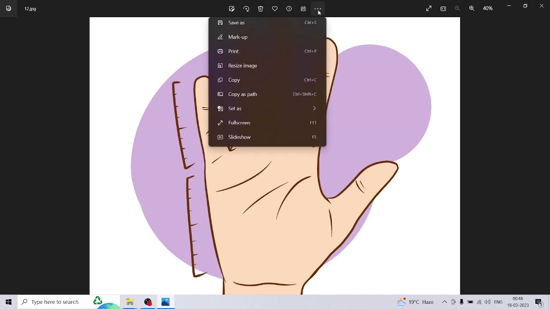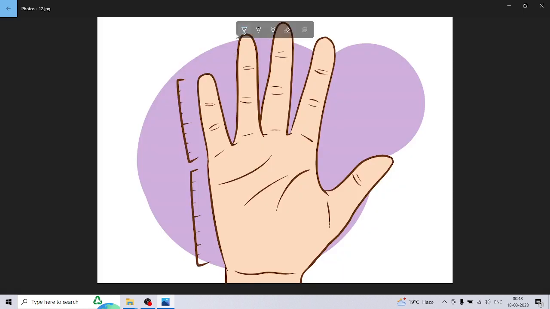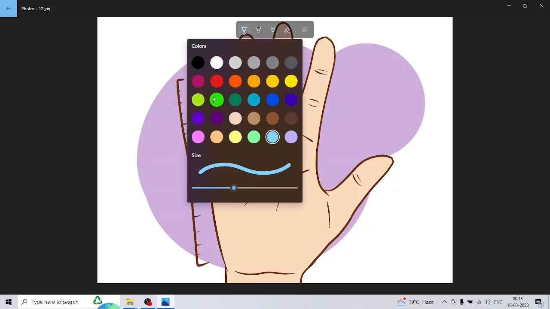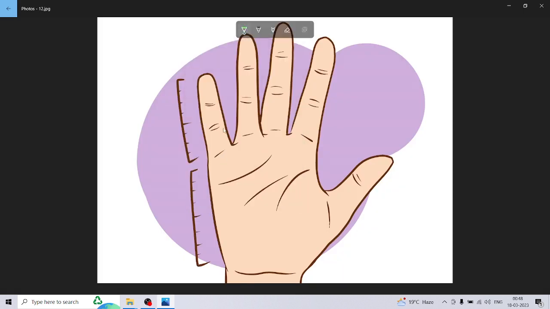So where is the Mercury mount? Let me show you on the hand. The Mercury mount is just below the pinky finger. This area is the Mercury mount. You have to make this symbol on the Mercury mount with a green sketch pen.